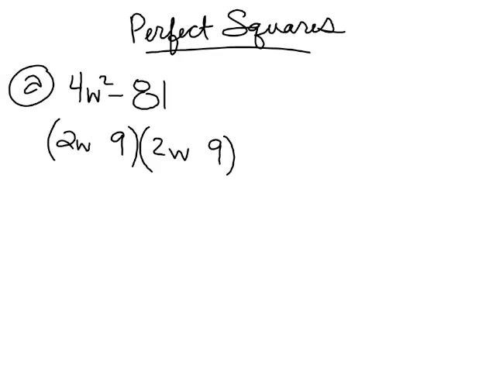2w and a 9. So 2w times 2w will take me back to my 4w squared. And 9 times 9 will take me back to my 81. How about my signs in there? One positive, one negative. So my middle terms all cancel out, right? So when I'm factoring perfect squares, I just take it down to its binomial conjugate, if you remember that. Same information in both parentheses, one's a positive and one's a negative. So that's our perfect square.